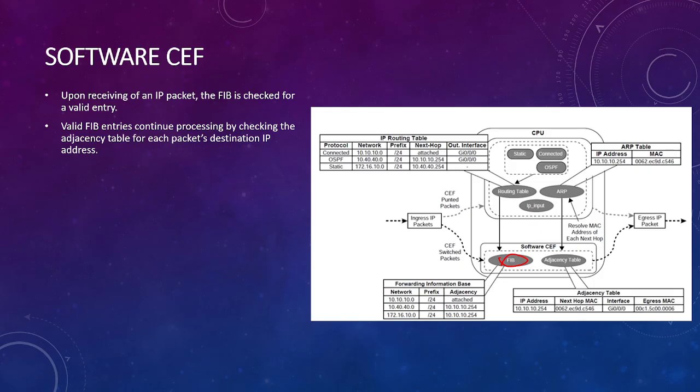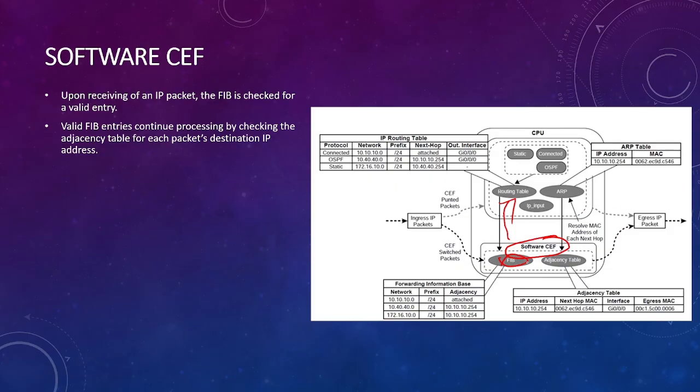So here what we discussed about is software switching, right? This is CEF. But remember, when we discussed software switching, it's not CEF switching, it's software switching. So when the FIB validates, it then validates the adjacency table for the MAC address. In case the MAC address is not available, the packet will be sent to the CPU to process it because it doesn't have a valid entry. That's where software switching kicks in.